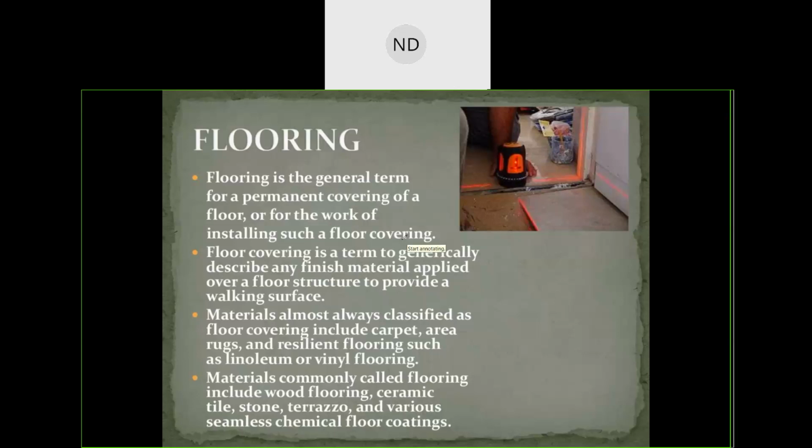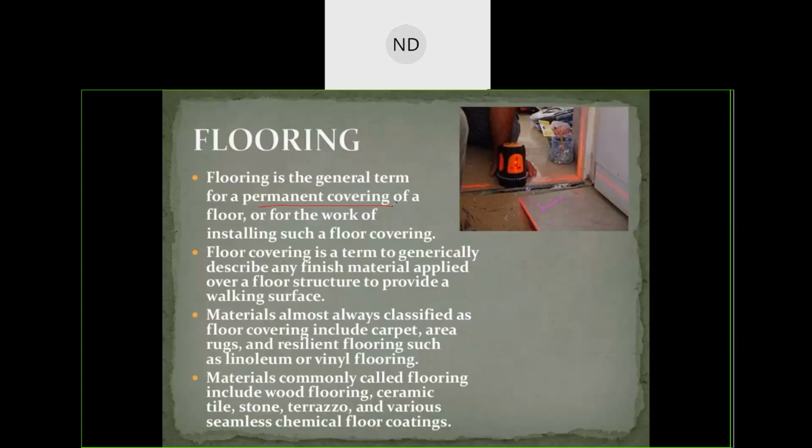Flooring means you have the floor, suppose first you have constructed the ground floor I'm talking about. So you have the slab over there, that is your floor. Above that, when we do this covering here, that is called your flooring. Okay, so this is for permanent coverings. These are known as your flooring.